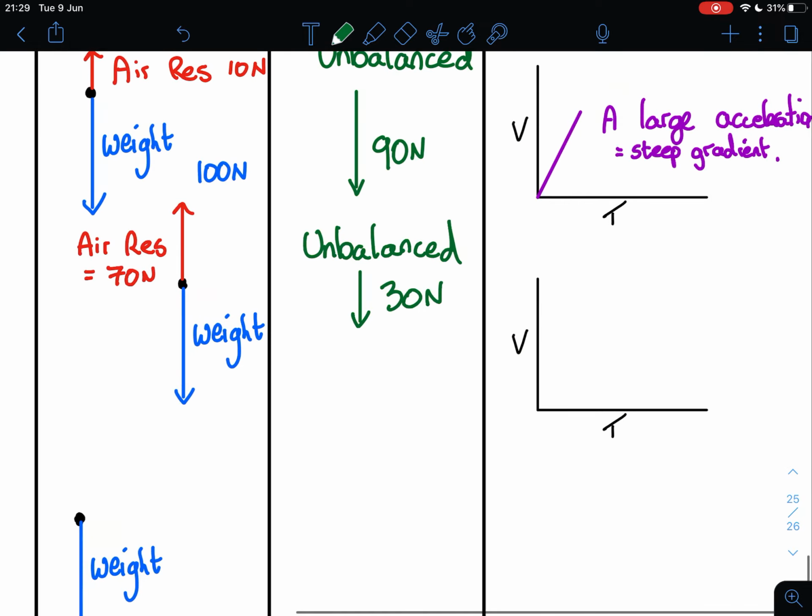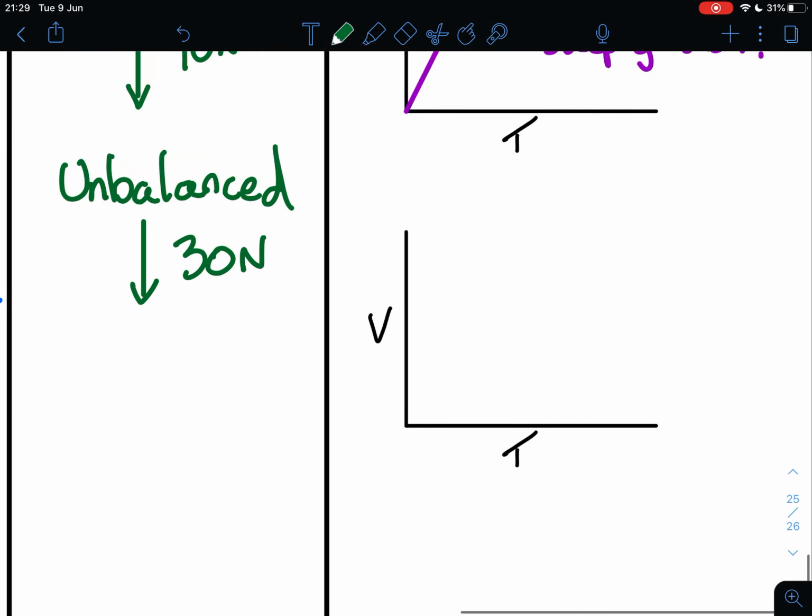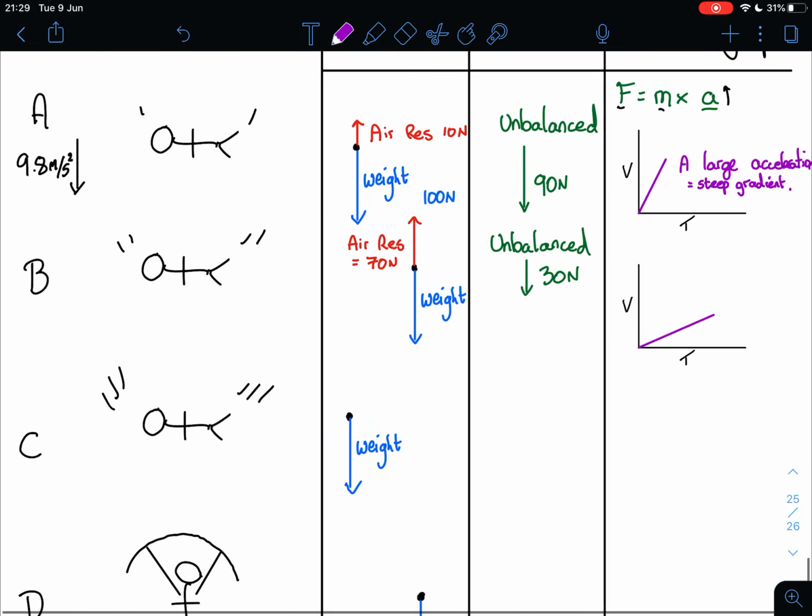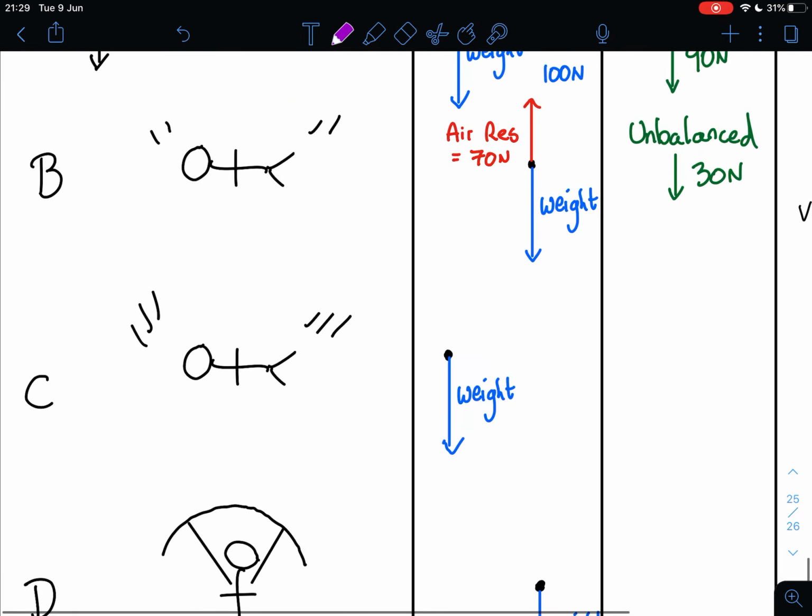And so if we now go back to our graph, our acceleration is going to have decreased. And a smaller acceleration is a smaller gradient. So that's that one. Now, the key to jumping out of a plane is, well, 1, not to die, but 2, to reach your terminal velocity.